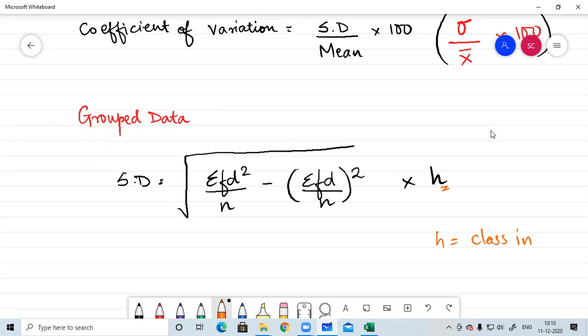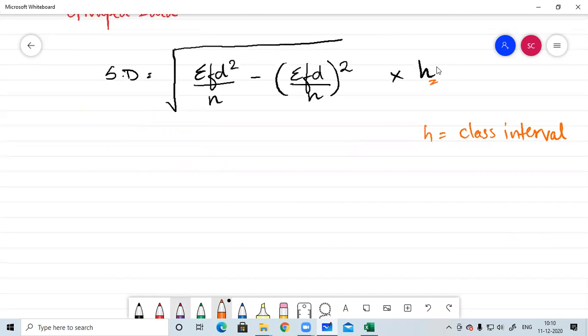Class interval, or height of a class. Actually, many books take H to represent the word height. You can also take I representing the word interval. Now D, I taught you a shortcut for D the day before. In this case, D is X minus A upon H. This is the formula for D. I'll just write my X properly, it is looking like an N. X minus A upon H. This is the formula.